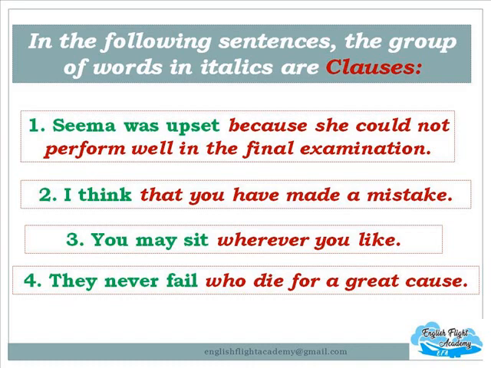Look at some more examples. In the following sentences, the groups of words in italics and in red are clauses. "Seema was upset because she could not perform well in the final examination." So "because she could not perform well in the final examination" is a clause. Okay? Because it contains a subject, "she," and a predicate, "could not perform well in the final examination." "I think that you have made a mistake." So "that" over there is the subject. "You have made a mistake" is a predicate.